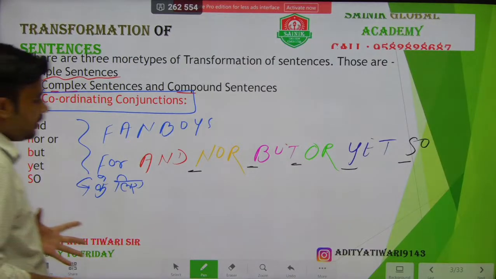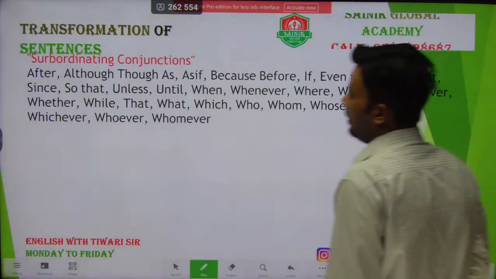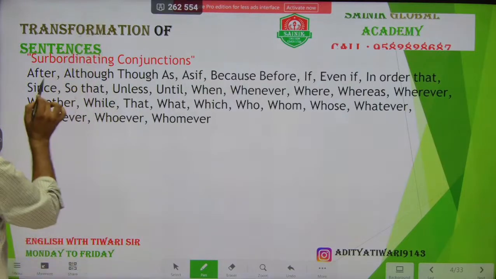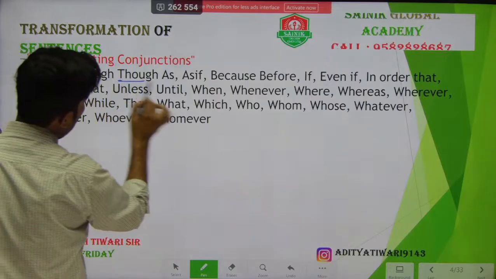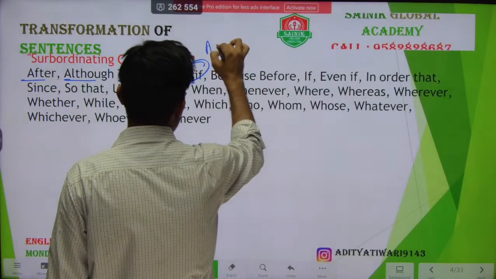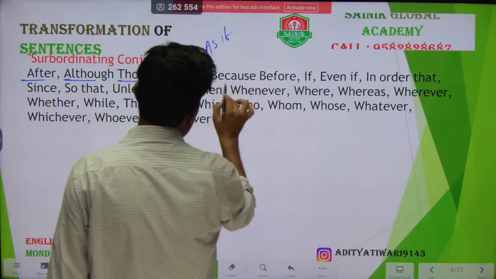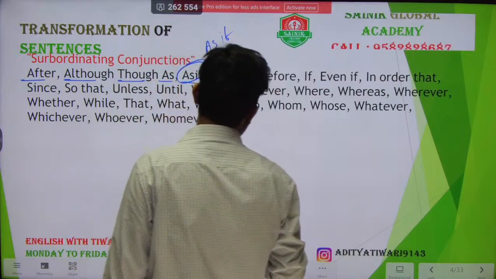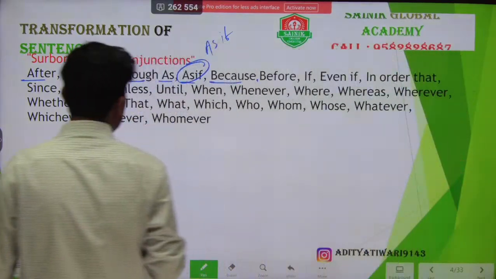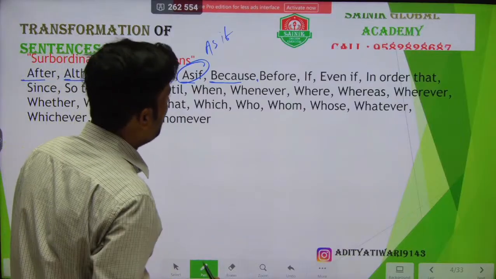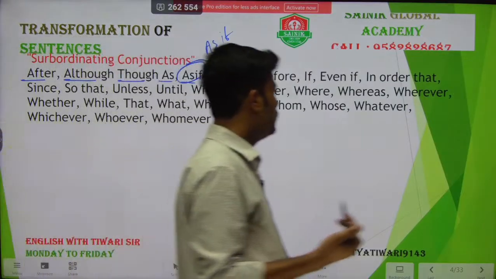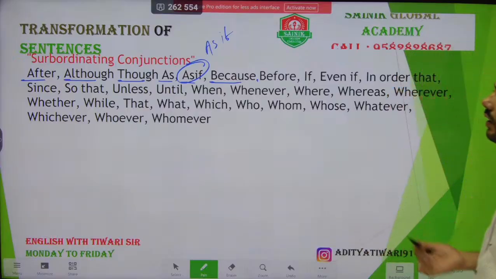Now let's go and see subordinating conjunctions. In subordinating conjunctions we study conjunctions like after, although, though, as if. There will be a space in as and if. Then after because there will be a comma. Before, if, even if, in order that, since, so that, unless, until, when, whenever, where, whereas, wherever, whether, while, that, what, which, who, whom, whose, whatever, whichever, whoever or whomever.